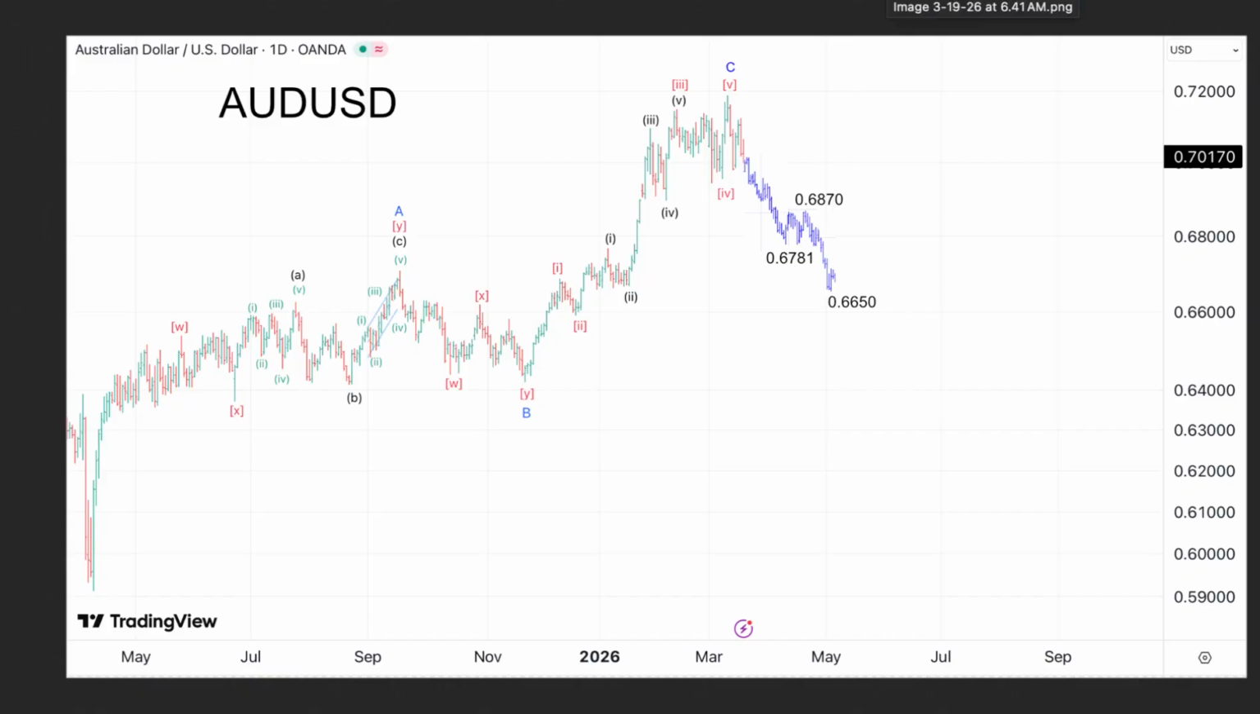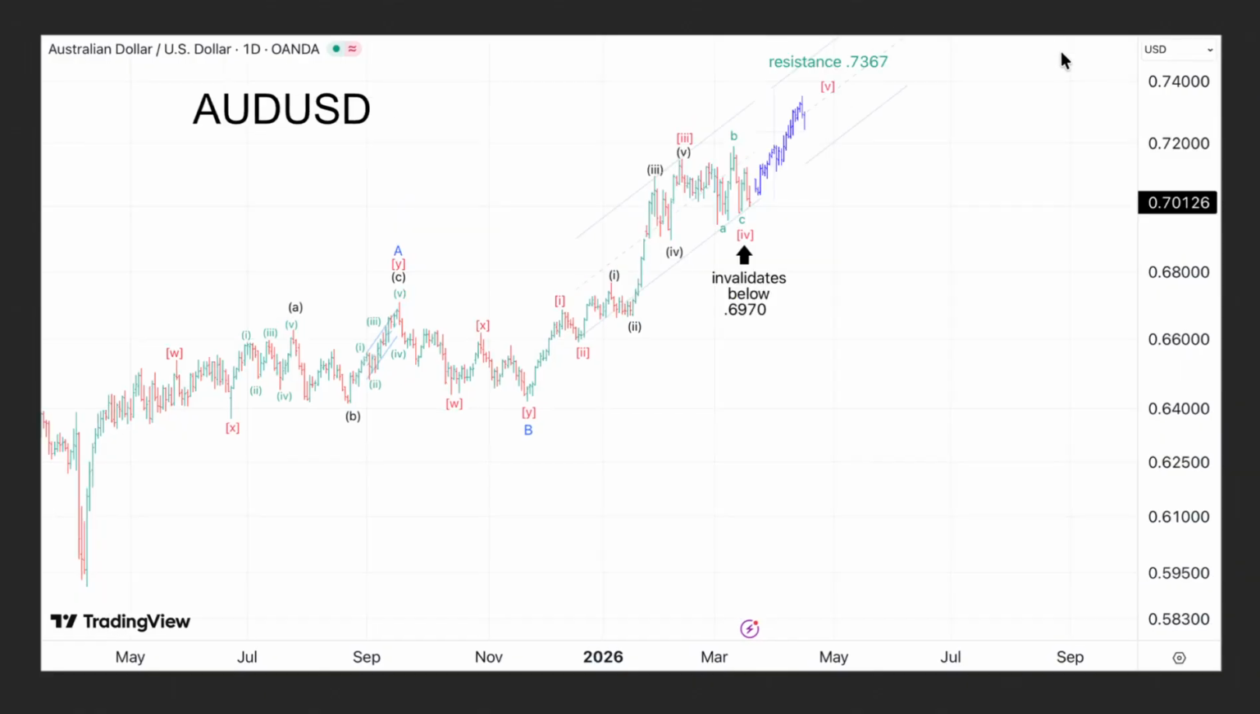Now I want to show you another slide. This other slide is the opposite. This is the bullish version. And like I indicated before, 0.6970, that is our key invalidation level. That is our support. If it breaks this, we're going to see that 0.6781 support for sure.